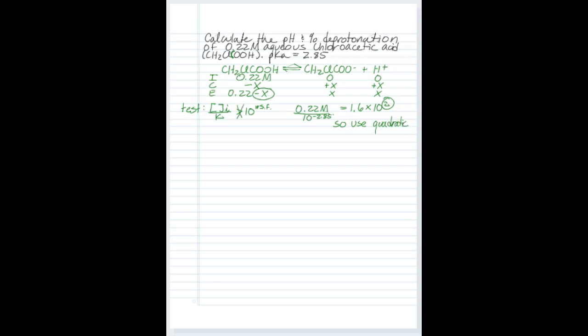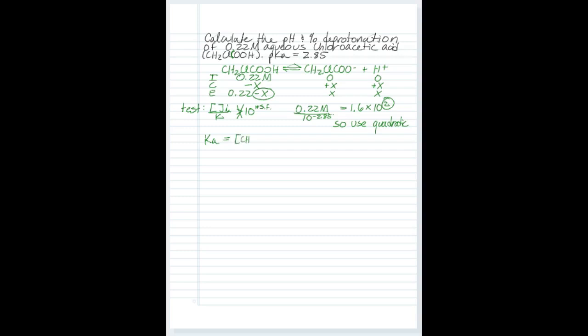Okay, so this is not true. At least not true by a great enough amount to make us feel good about it. So what this means is that we need to set up our Ka value. So Ka, by definition, is the equilibrium constant for this reaction, this acid dissociation reaction.